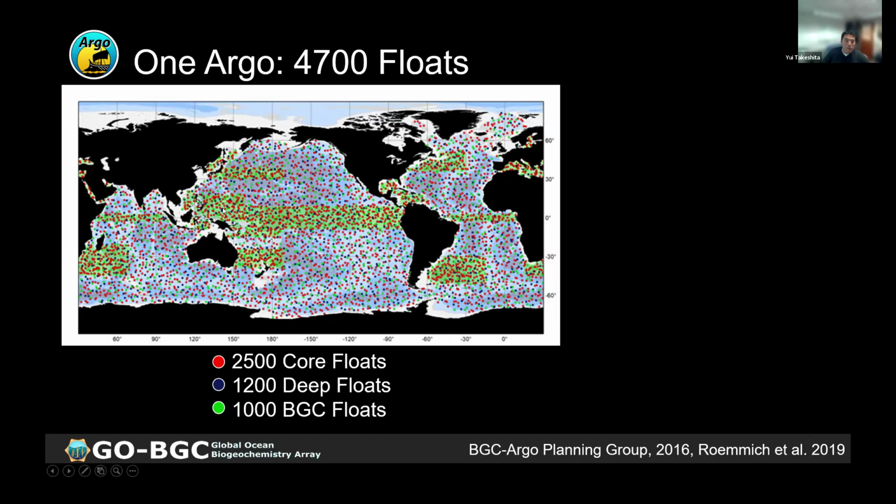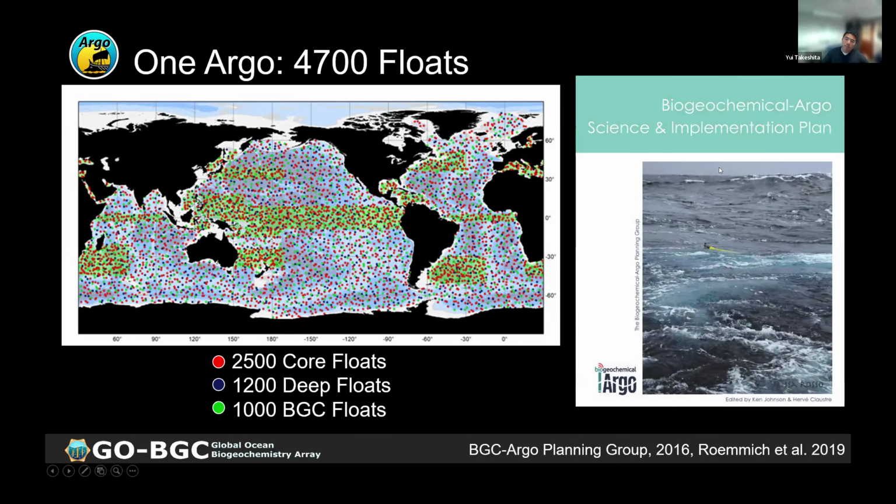In addition to adding deep and BGC floats, the One Argo vision aims to increase the density of Argo floats in the more dynamic areas of the ocean, where we need higher spatial resolution data to properly constrain those processes. This is the Biogeochemical Argo Science and Implementation Plan. The size of the 1,000 BGC float array was determined through a variety of approaches, OSSEs and decorrelation length scale analyses. This number was chosen to constrain nutrient distribution, oxygen, distribution of CO2 fluxes, and inventories.